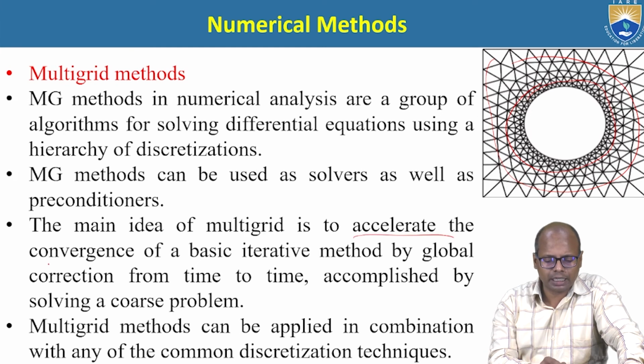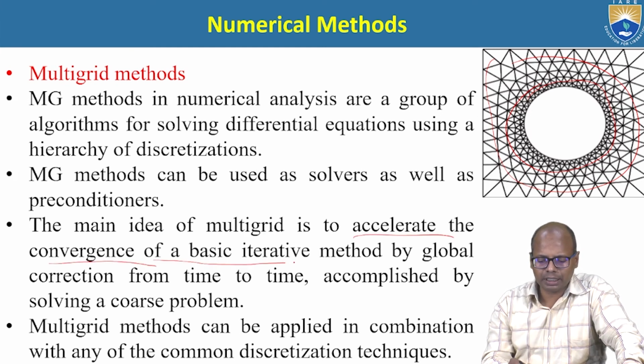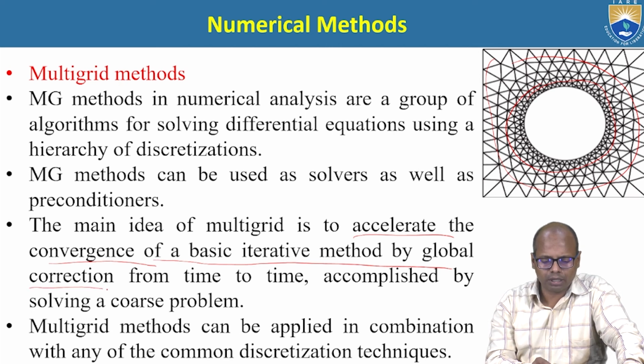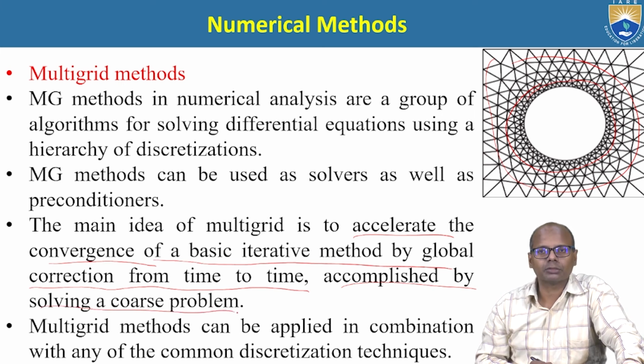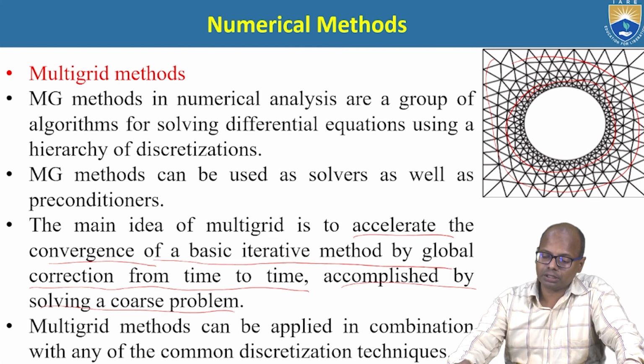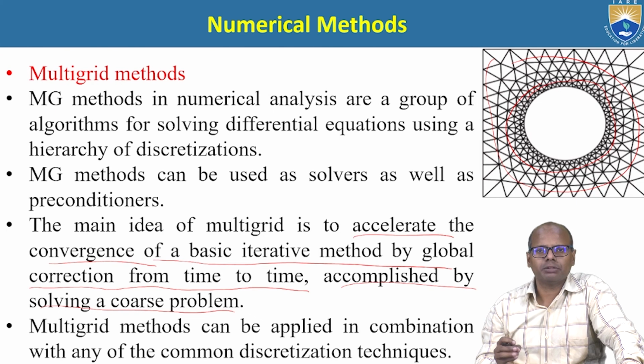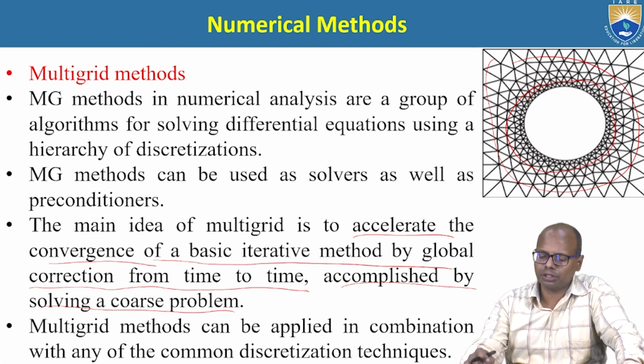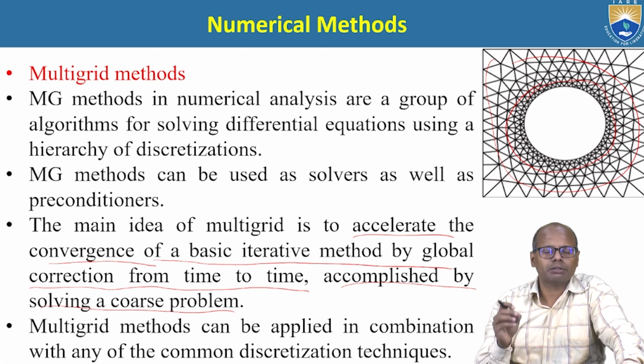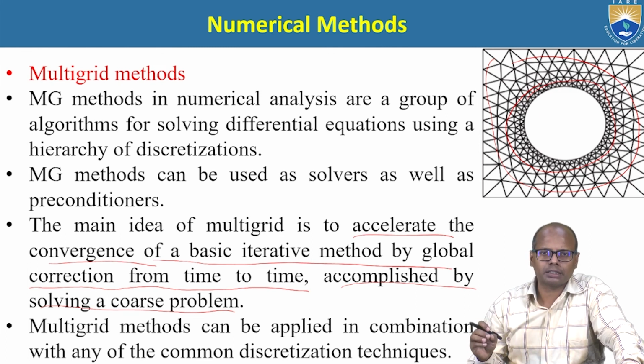It is to accelerate the convergence of a basic iterative method by global correction from time to time, accomplished by solving a coarser problem. So here we will solve the coarser problem, and then here we will solve with the finer grid. In this way we'll reduce the iteration time, the solving time will reduce. If I have to divide the entire domain into a finer grid, it will take a lot of time. So in order to reduce the time, we'll divide this grid into different grids and then solve.